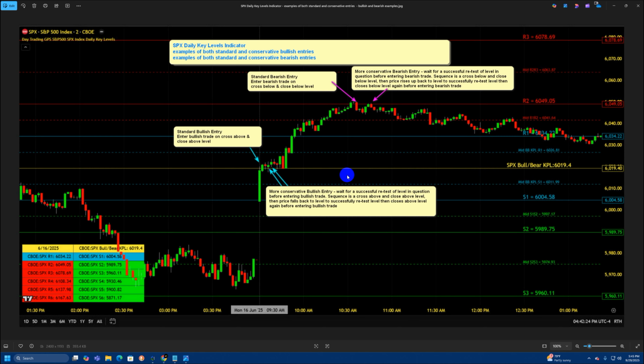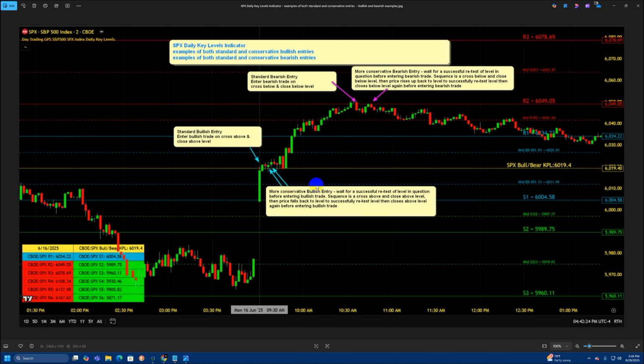We don't happen to have the quarter levels on this particular chart, but if you instead wanted to use a tight stop loss level, then you would enable the QL below the bull bear key price level, and that would be your tight stop loss on this trade.